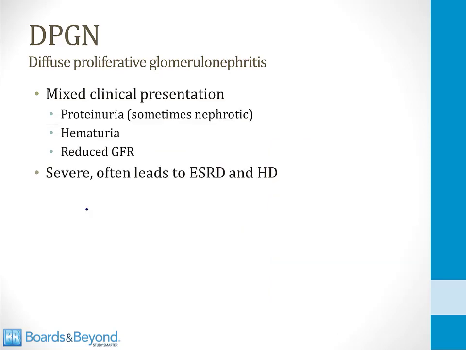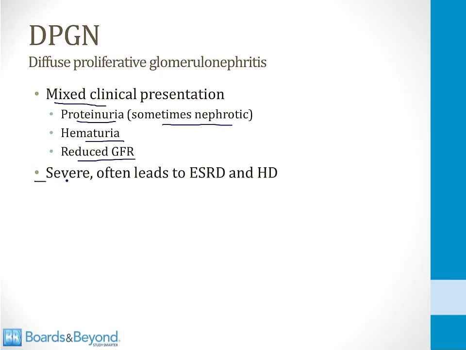You will read in board review books that diffuse proliferative glomerulonephritis can present as either the nephritic or nephrotic syndrome. The reason for this is because in clinical practice, this disorder has a mixed presentation. There's some element of proteinuria, hematuria, and reduced GFR, and sometimes the proteinuria reaches the nephrotic range, and for this reason, you will see it stated that DPGN can present as either the nephritic or nephrotic syndromes.